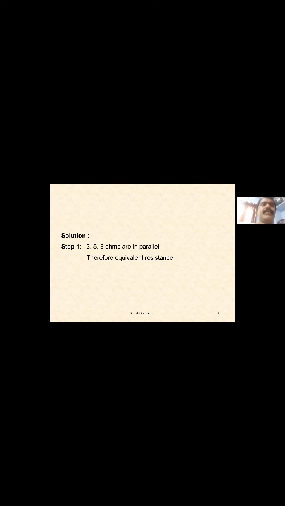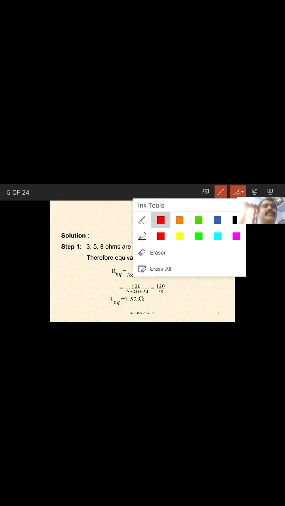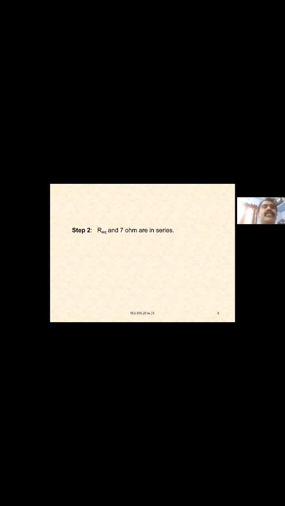The 3, 5 and 8 ohm resistors are connected in parallel, therefore the equivalent resistance R equivalent is equal to 3 into 5 into 8 divided by 3 into 5 plus 5 into 8 plus 8 into 3, which is equal to 120 by 15 plus 40 plus 24, which is 120 by 79. R equivalent is equal to 1.52 ohms. R equivalent and 7 ohms are in series, so the total resistance RT is equal to 1.52 plus 7, which is 8.52 ohms.